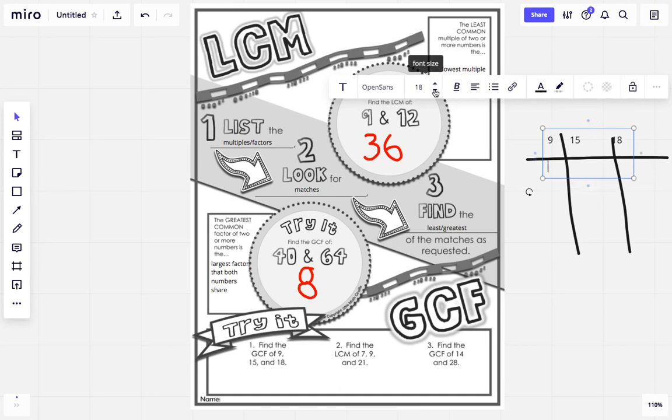So we have, for 9, 1 and 9, and 3 and 3. 15, we have 1 and 15, and 3 and 5.